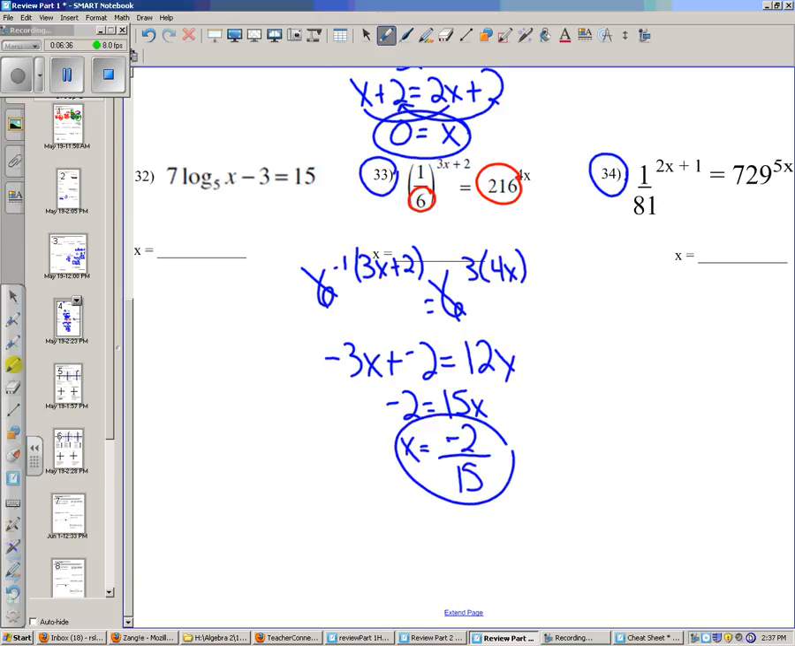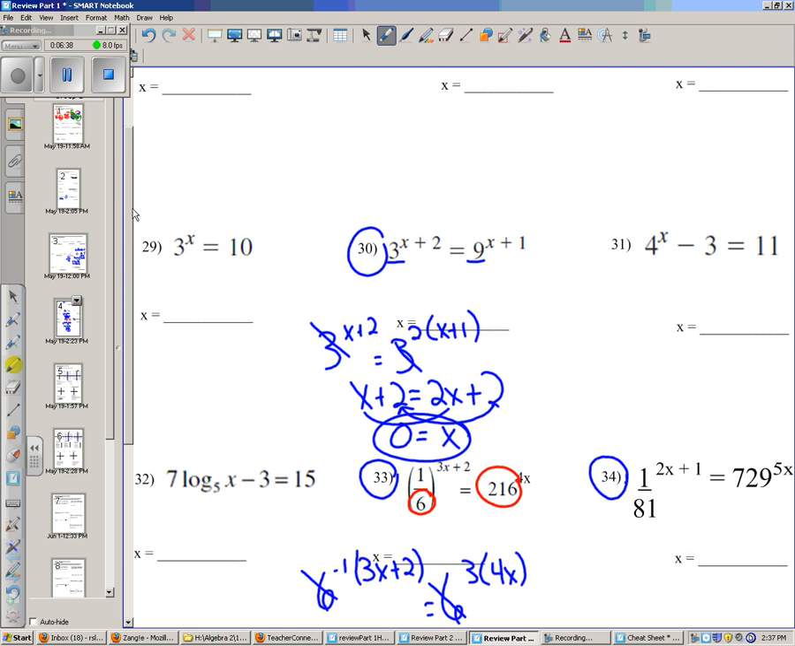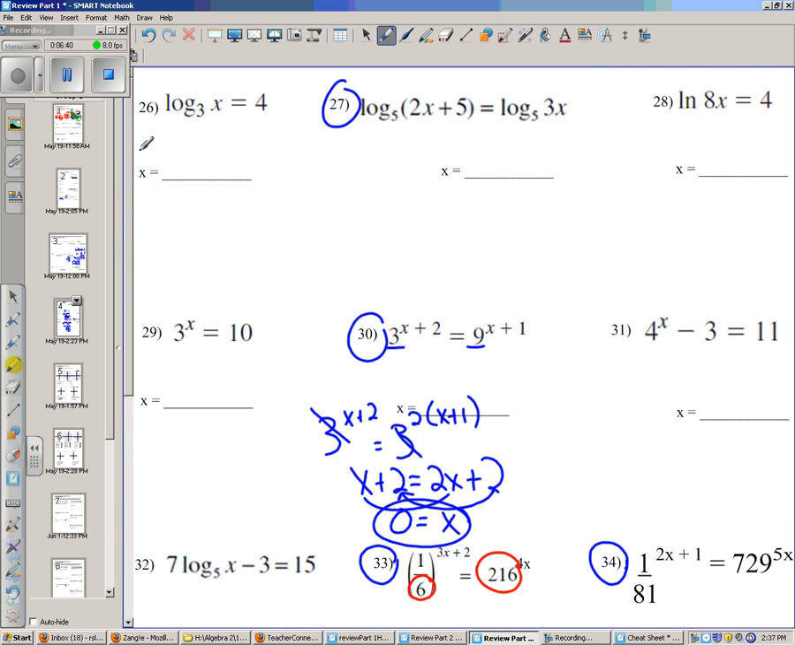All right, just as far as the other ones go, remember, if there's a constant, you'll loop. 26 is going to loop into an exponent. 3 to the 4th power equals x. And as it turns out, 3 to the 4th power is just 81. There's your answer.